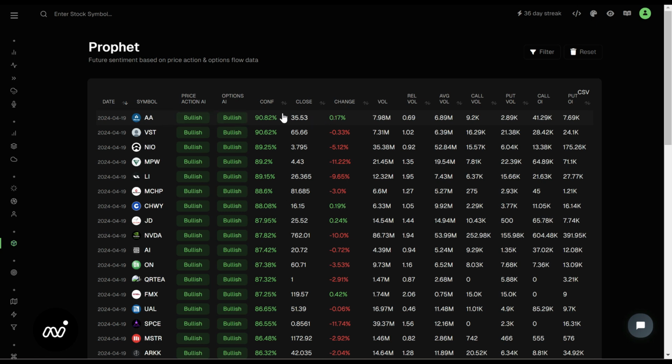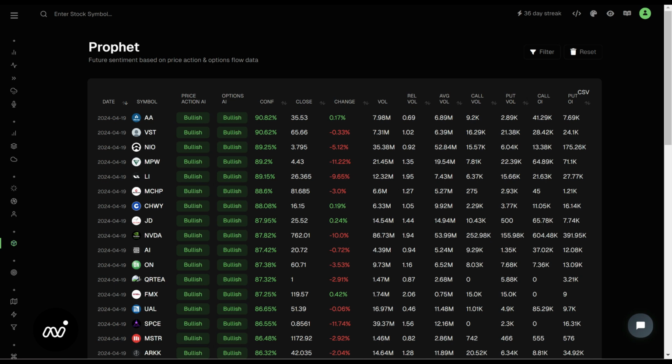What its price action has looked like over the past few sessions, what its volume is, its average volume, its call versus put volume, its call OI versus its put OI as well. So what this is doing is just giving us a base knowledge of what high confidence things have compared with their put call volume and all the other things that go along with it.